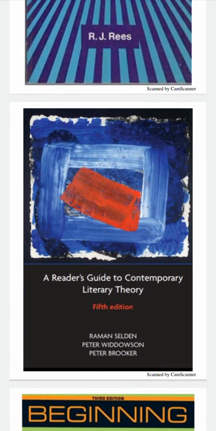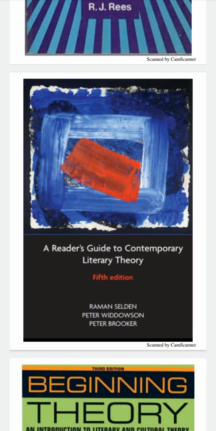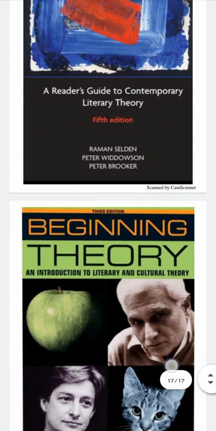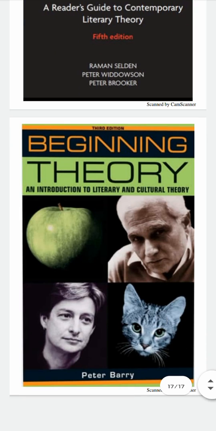Talking about contemporary literary theory, this book is really very authentic, by Selden, and you will really get a nicer, clearer picture. And also the one by Peter Barry, this is also very deep, and the presentation is a bit boring, but I'm sure you will get acquainted with it when you start reading it, and I'm sure it will be helpful.